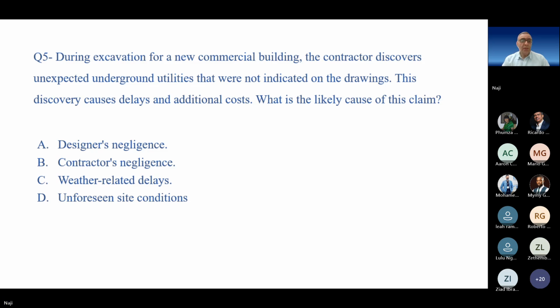5. During excavation for a new commercial building, the contractor discovers unexpected underground utilities that were not indicated on the drawings. Okay. Unforeseen. It's not an unforeseen event, unforeseen maybe they didn't do their work before excavation starts. This discovery causes delays and additional costs. What is the likely cause of this claim? Designer negligence, contractor negligence, weather-related delays, unforeseen site conditions.